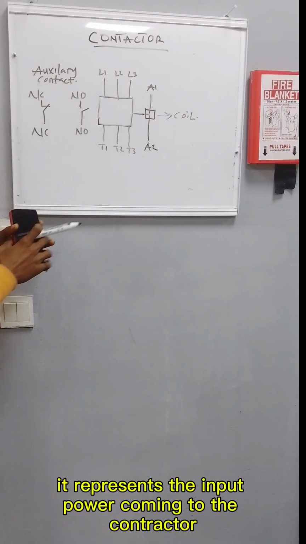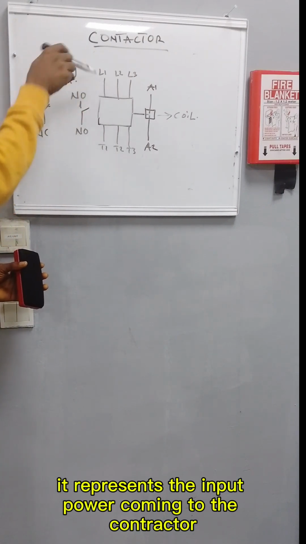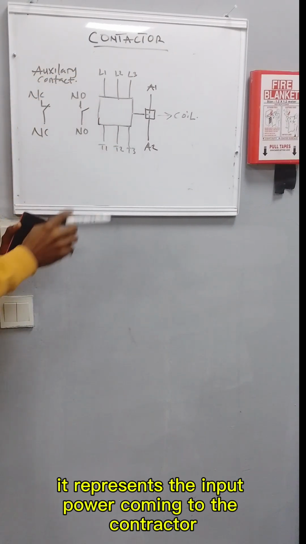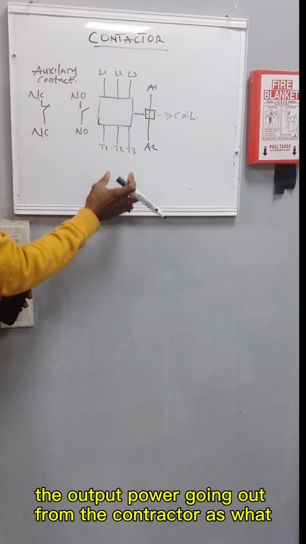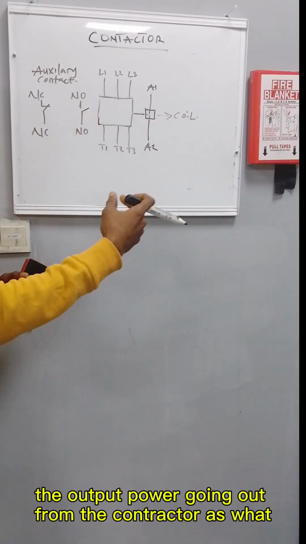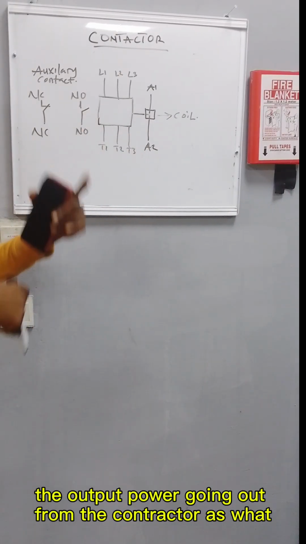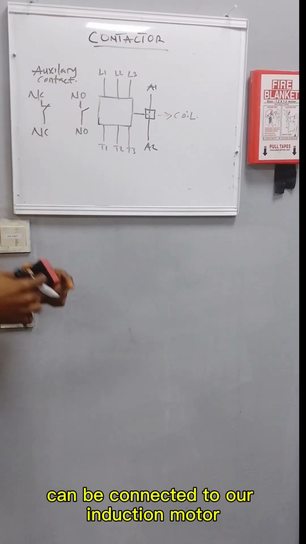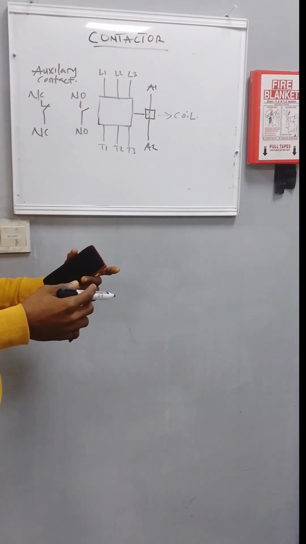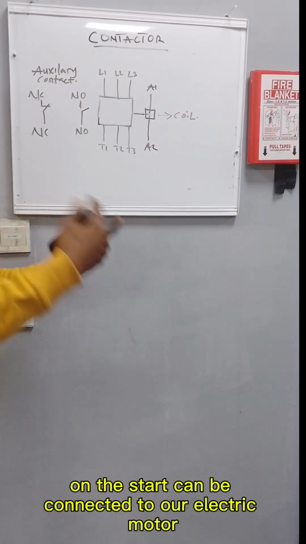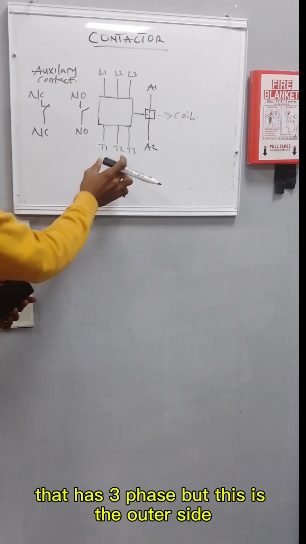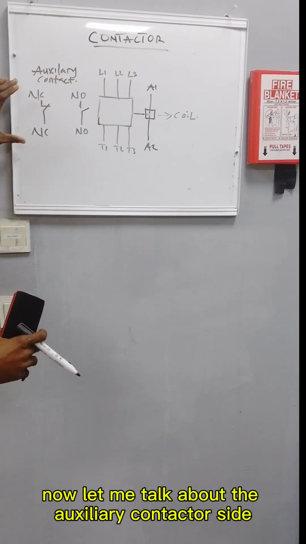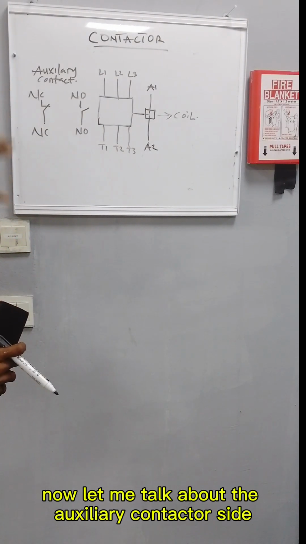L1, L2, L3 represents the input power coming into the contactor, and T1, T2, T3 represents the output power going out from the contactor as load. This output power can be connected to our induction motor, to an electric motor that has 3 phases. But this is the output side. Now let me talk about the auxiliary contact side.